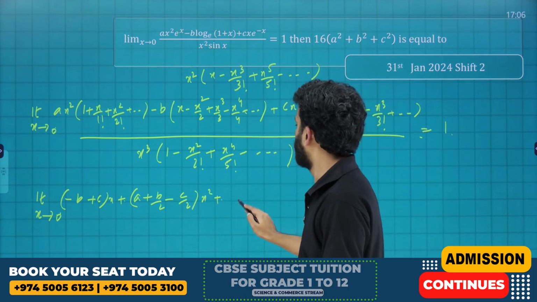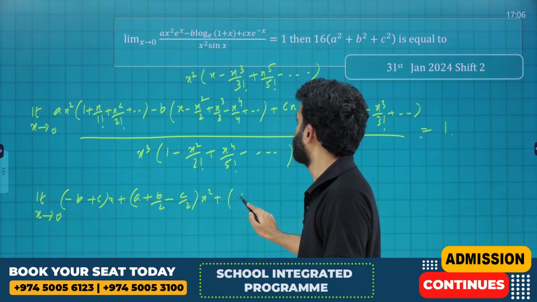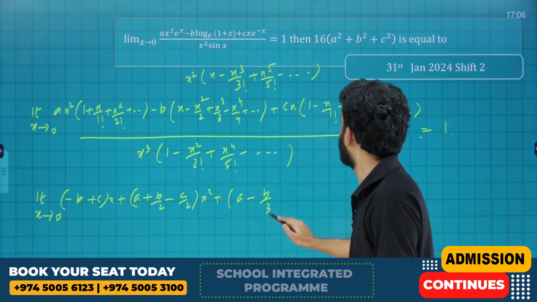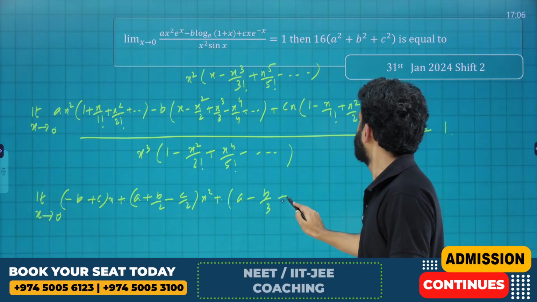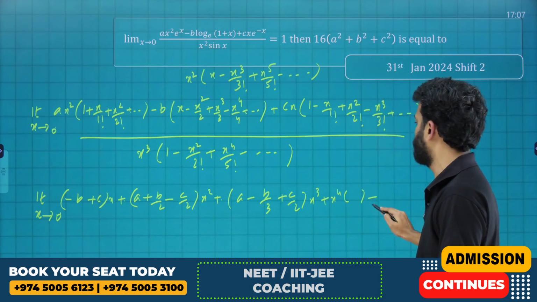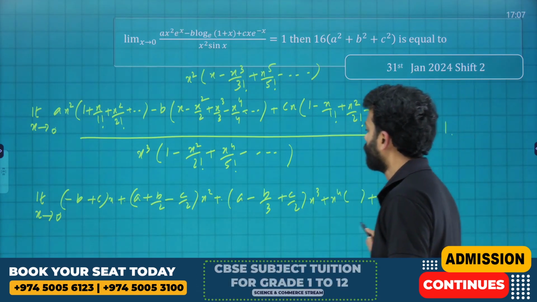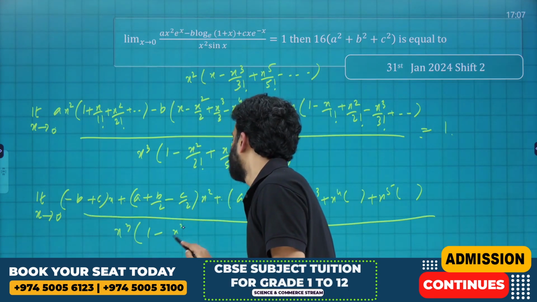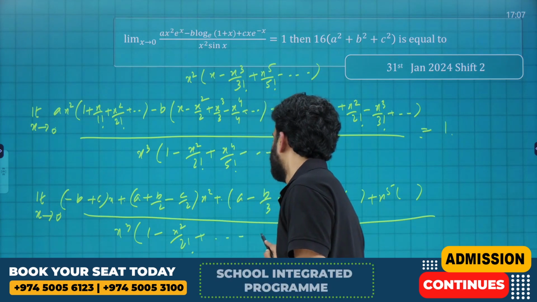Okay, x cube will be that is a, right? A minus b by 3. A minus b by 3. This will be plus c by 2 into x cube plus x raised to 4 into something plus x raised to 5 into something divided by x cube into 1 minus x square by 2 factorial plus etc.